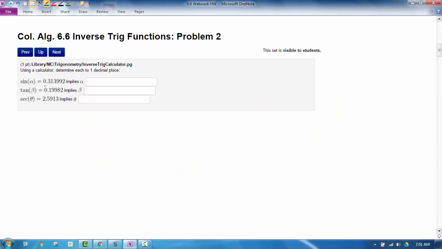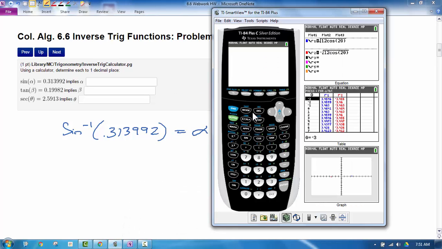Okay, the next problem wants you to find these angles. Now, we know in order to find these angles, like for the first one, we'll just do inverse sine of this decimal right here. And that flips the domain and range, so that will give us this angle alpha. So we can just do that right in our calculator. Just do a second inverse sine of 0.31392. And make sure your calculator's in degree mode.